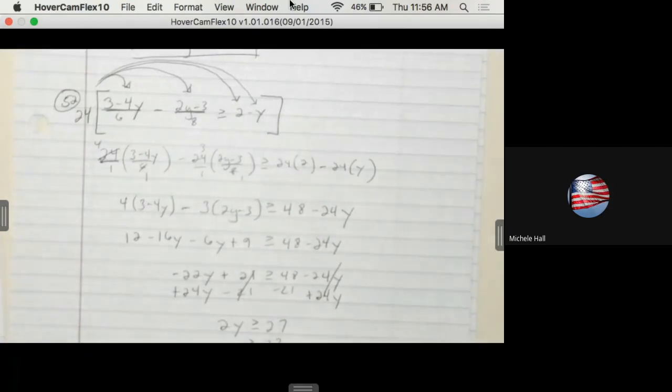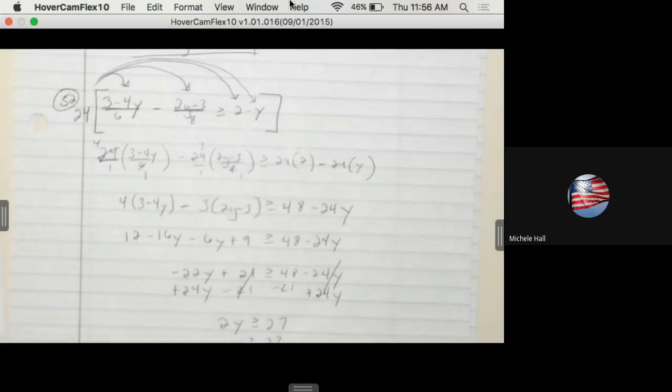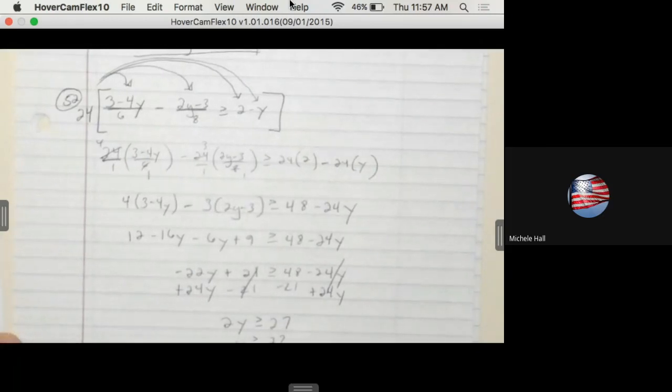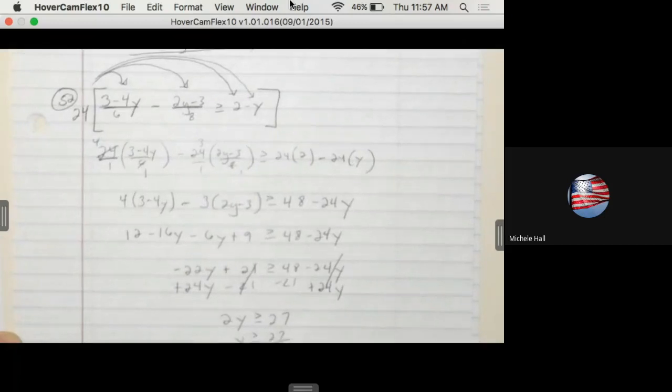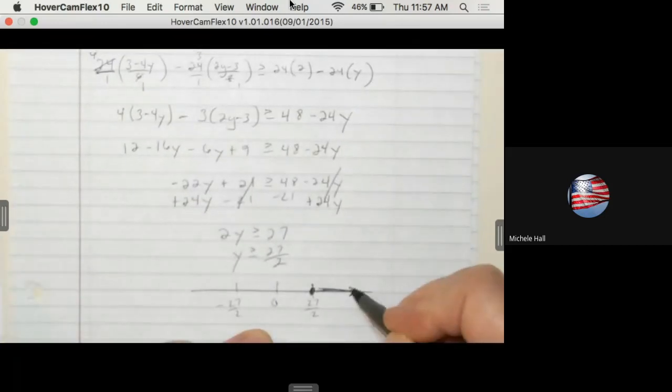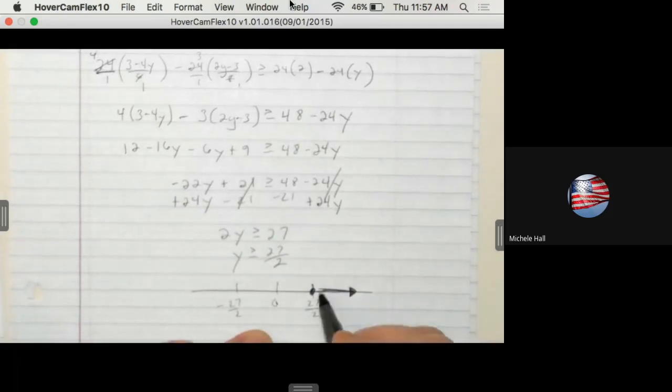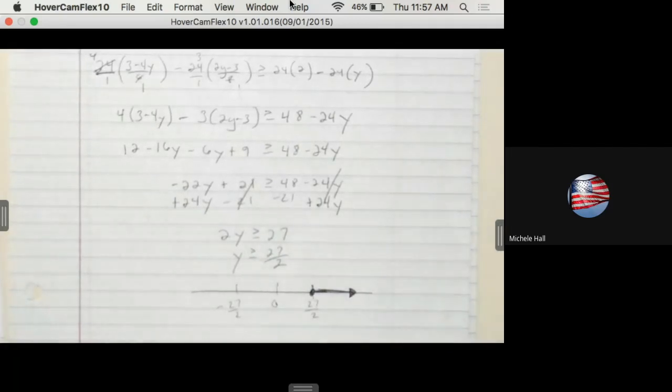What kind of circle do I put at 27 halves? Open or closed? Closed circle. And then it says that y is greater than 27 halves. Greater than is always going to the positive direction. So that means I could pick any number greater than 27 halves and substitute it in. And if I get a true statement, then I've done it correctly.